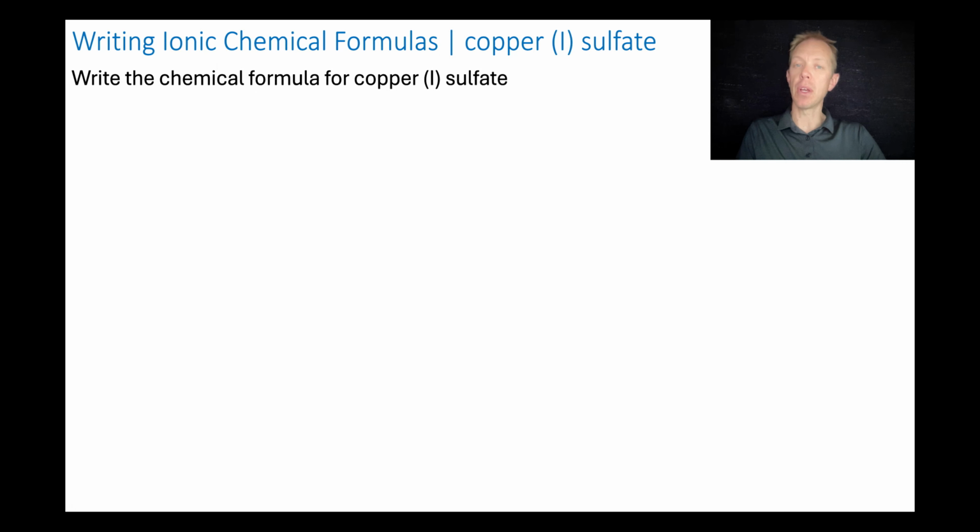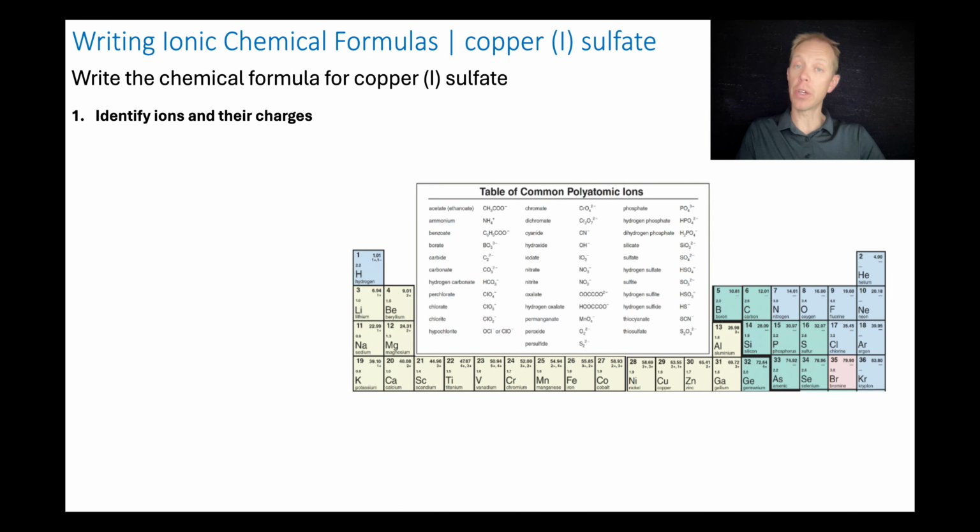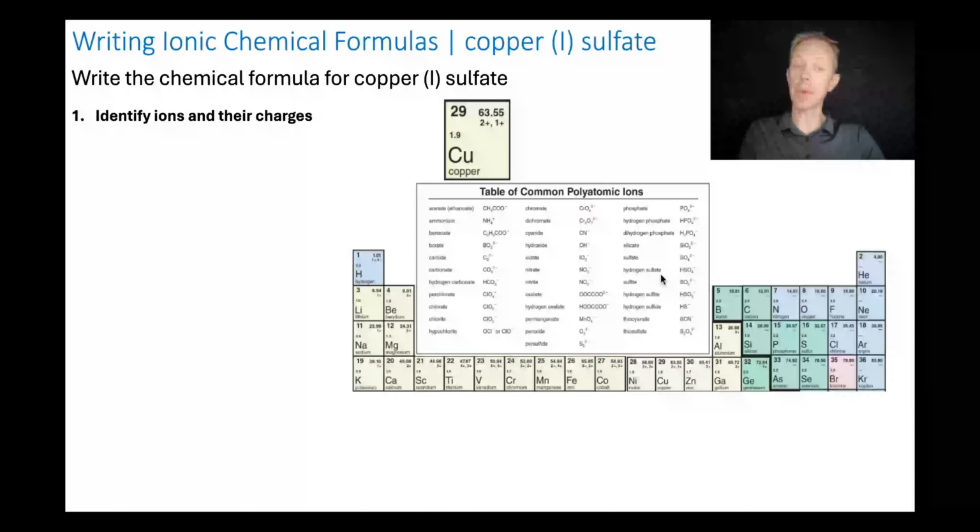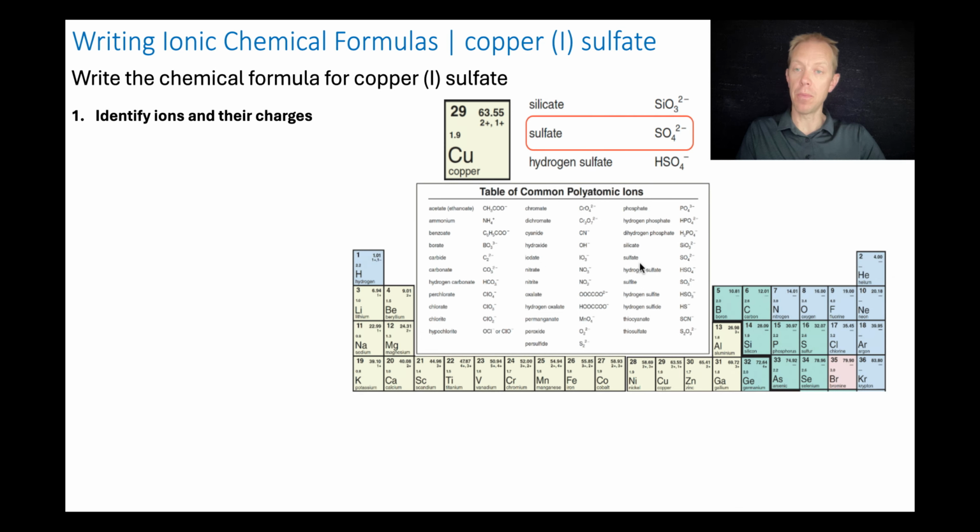To write the chemical formula for copper 1 sulfate, we'll need to first identify the ions and their charges. To do this, we'll look at the periodic table. Copper is found right here, and sulfate is a polyatomic ion found right here. So we write down what the ions are.